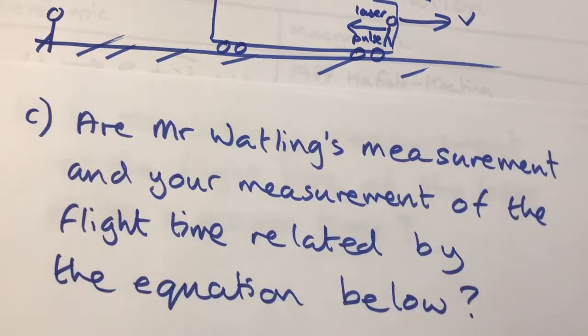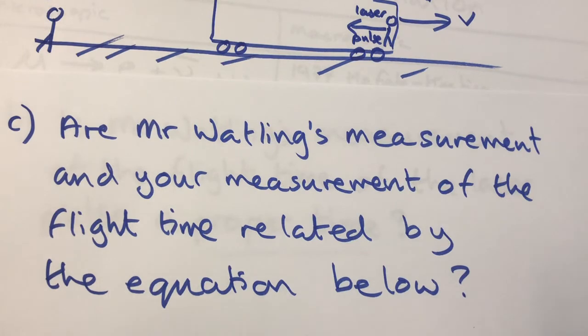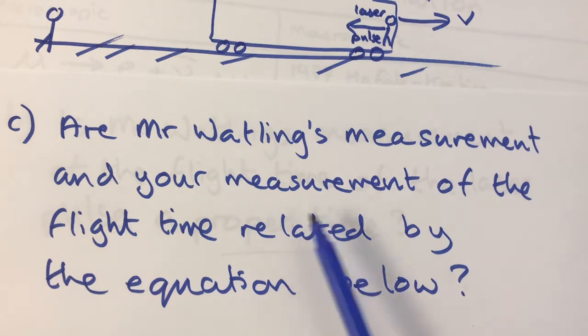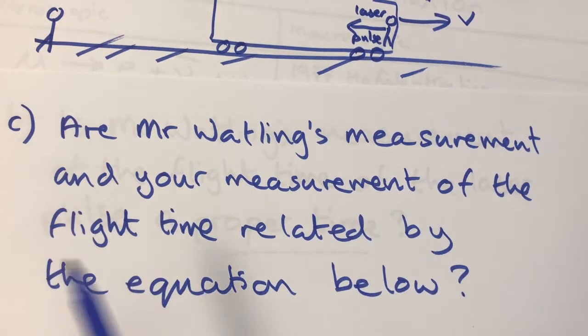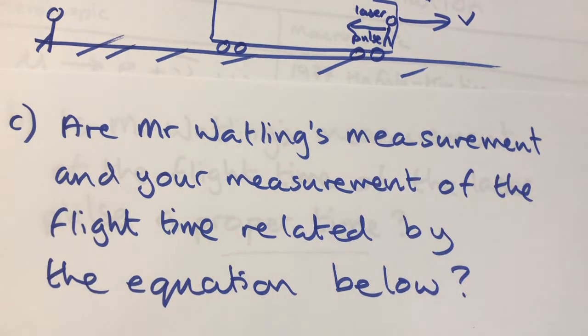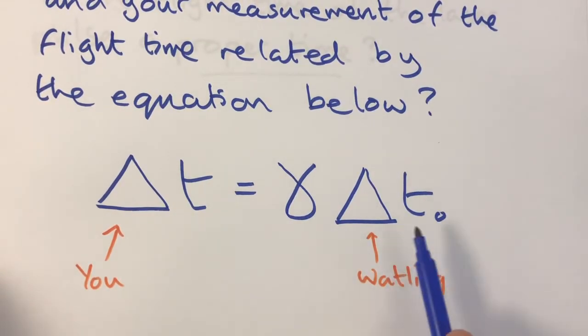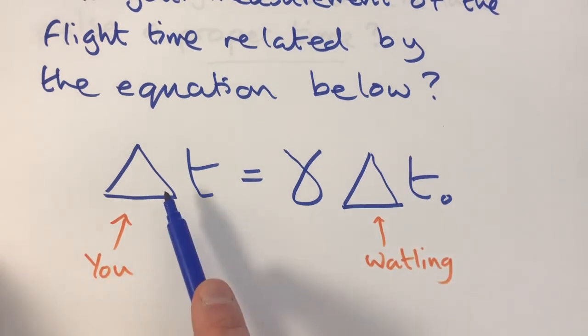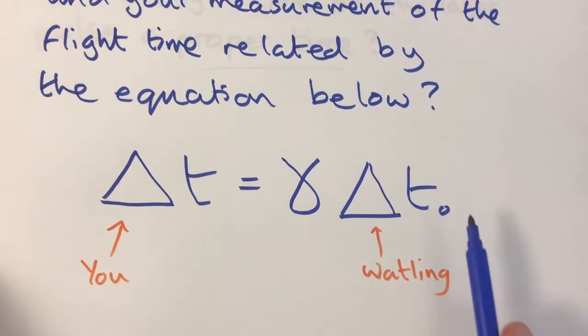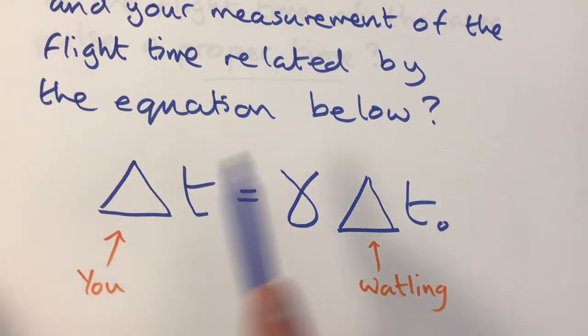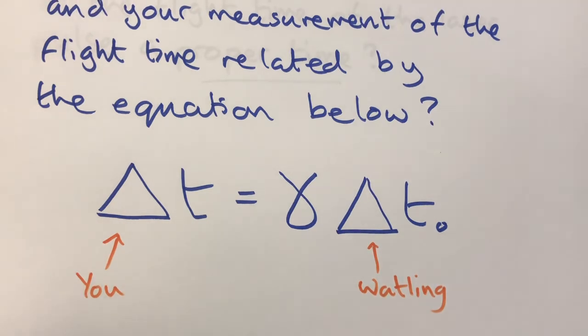And part C. Are Mr. Watling's measurement and your measurement of the flight time of the laser pulse related by the equation delta t equals the Lorentz factor times delta t0? So you would be delta t, Mr. Watling would be delta t0. Would this equation link Mr. Watling's observations about time relating to the laser pulse going from the front of the carriage to the back of the carriage to your observations of the laser pulse from the front of the carriage to the back of the carriage?